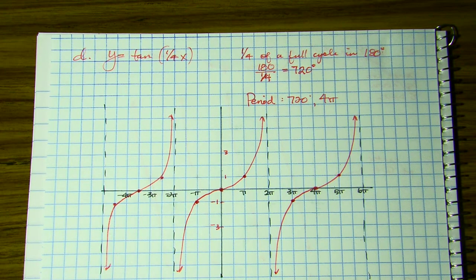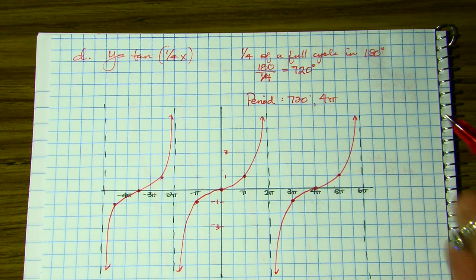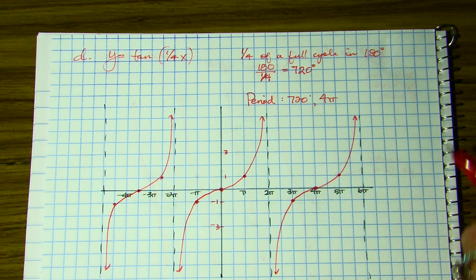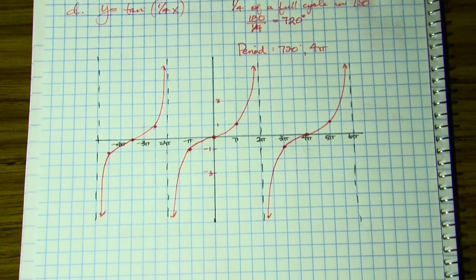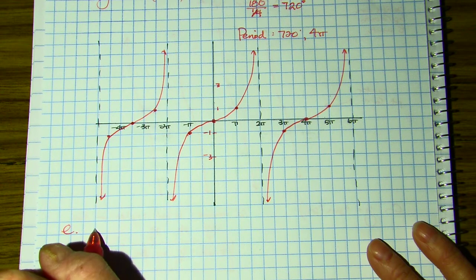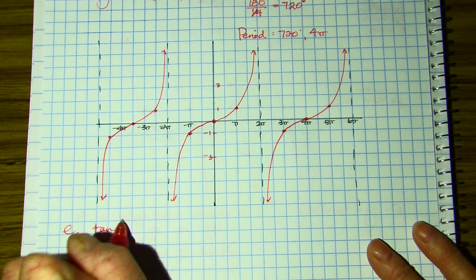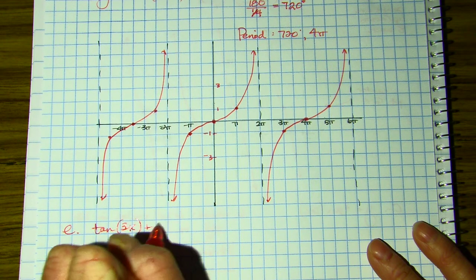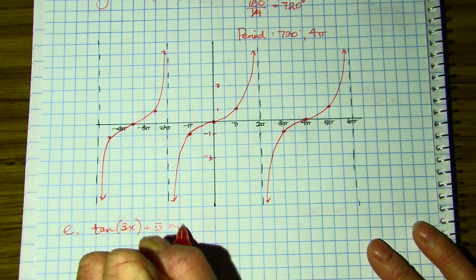And that's what our graph looks like. Next one, I'm going to change. It's going to be different from the one in the book. So the tangent of 3x plus 5 equals y.